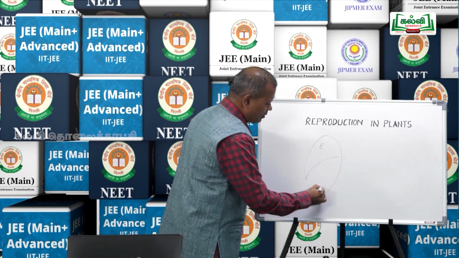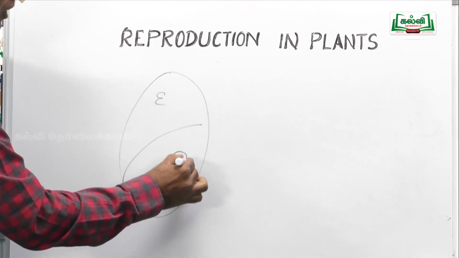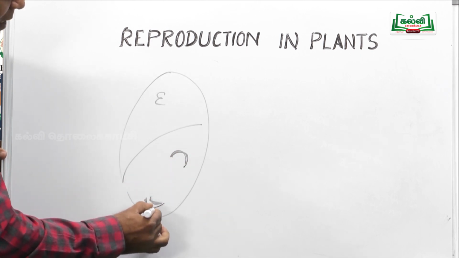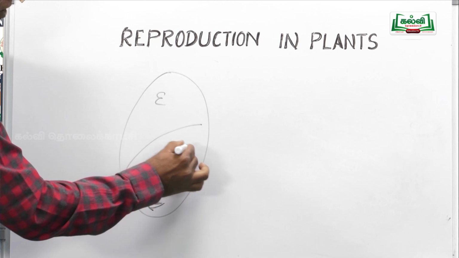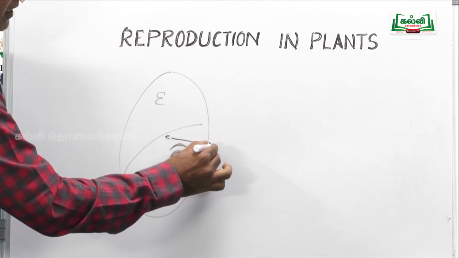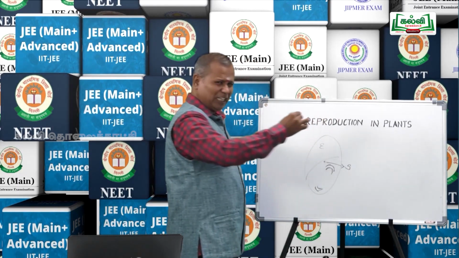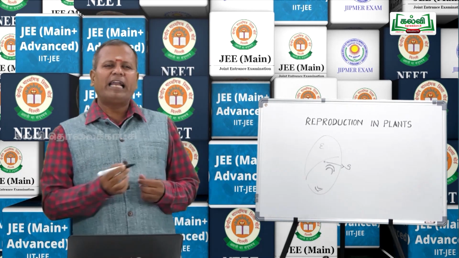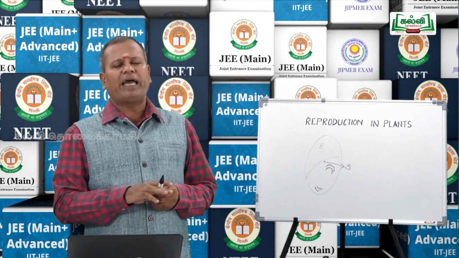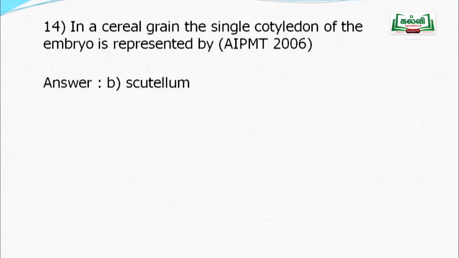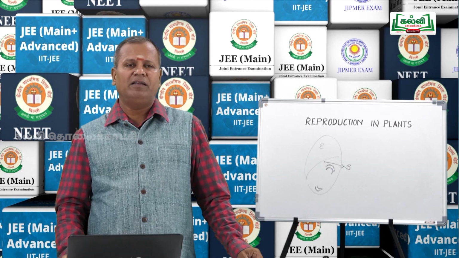The embryonic root is said to be the radicle, the embryonic shoot is said to be the plumule. The radicle is surrounded by coleorhiza, the plumule is surrounded by the coleoptile. This area is said to be cotyledon. The cotyledon of monocot is said to be scutellum. The question is, in a cereal grain, the single cotyledon of the embryo is represented by, the correct option is B, the scutellum. Then next question, question number 15.